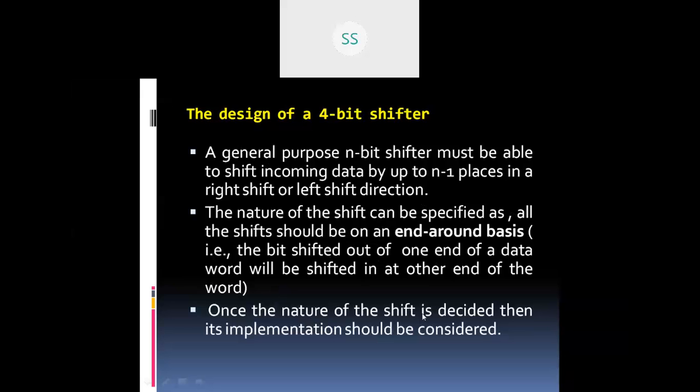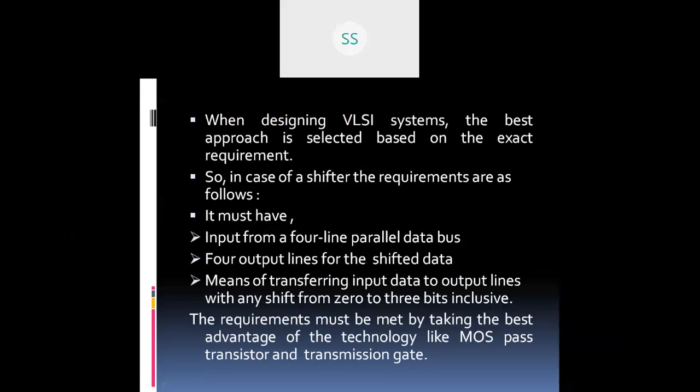Once the nature of the shift is decided, then the implementation part should be considered. That is, while deciding the 4-bit shifter, whether it is right side shifting or left side shifting, or whether it's on an end around basis, these have to be specified first, and once these are specified, then the implementation part should be considered. While designing a VLSI system, the best approach is selected on the basis of exact requirements. So what is the requirement? Our selection should be based on that only.